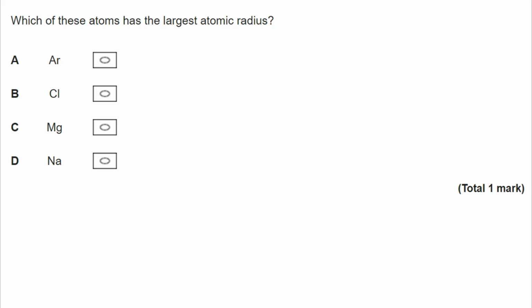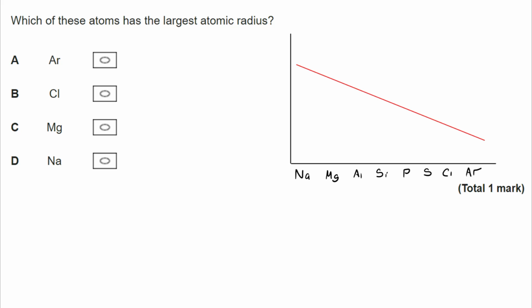So we have got A, B, C and D: Ar, Cl, Mg and Na. That's going right to left on the periodic table. We want to know which of these has the largest atomic radius. You have got to remember that atomic radius decreases as you go across a period. That's because there's an increased nuclear charge and there is no increase in shielding. So purely on that basis, we can see that sodium is the correct answer.